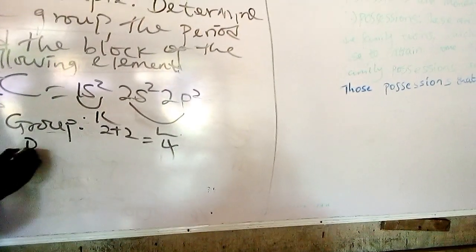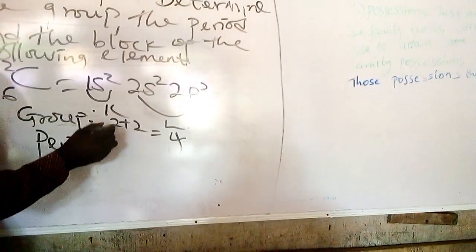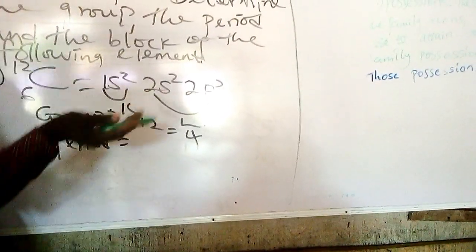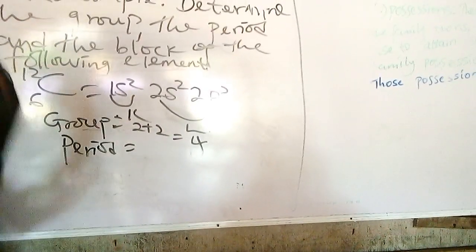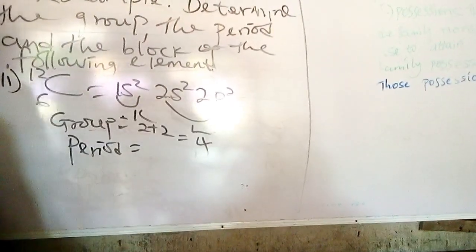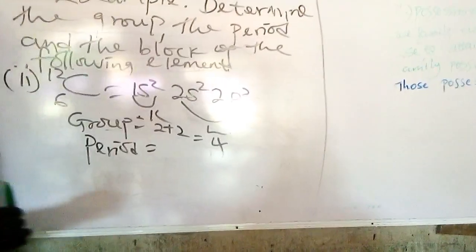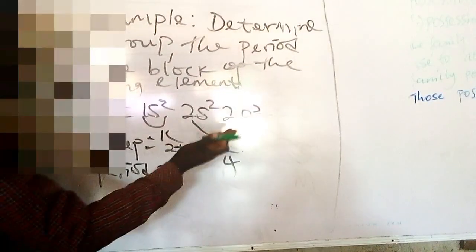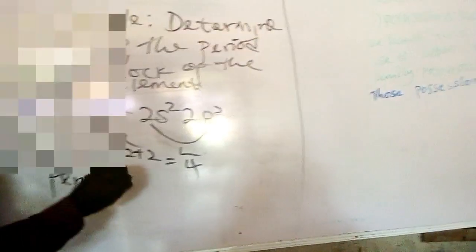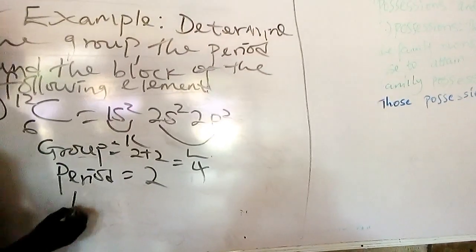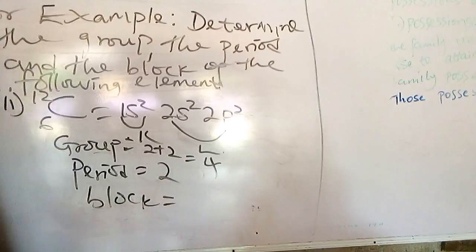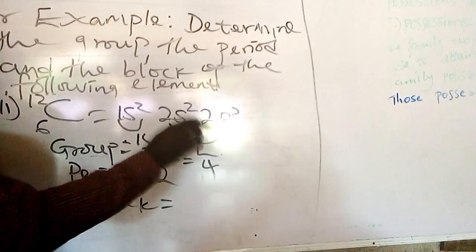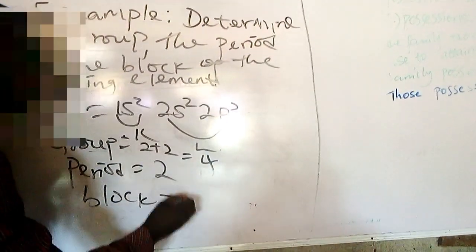So for the period, to get it is also easy. You count the number of s orbitals in this electronic configuration: 1, 2. So it belongs to period 2. While the block belongs to block p. Why? Because the last letter in this electronic configuration is p, therefore it belongs to block p.